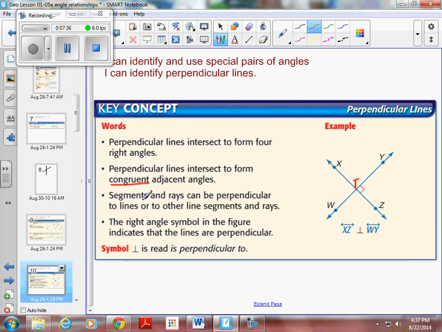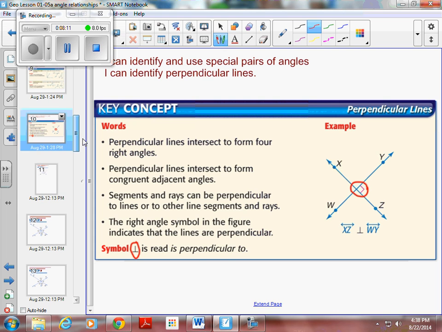Segments and rays can be perpendicular to lines or other segments and rays. So you can deal with rays, segments, or lines. It doesn't matter. Perpendicular is perpendicular. And the right angle symbol in the figure indicates that the lines are perpendicular. This box in the corner means 90 degrees or perpendicular. So perpendicular is this symbol right here also. It's like an upside down T. The upside down T is also perpendicular to. So all those are ways of saying perpendicular to.